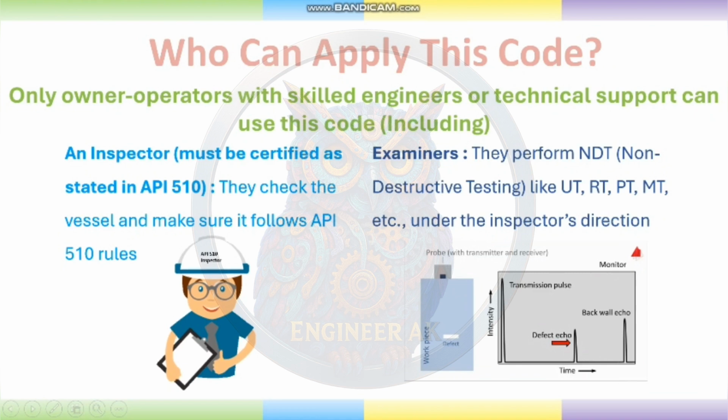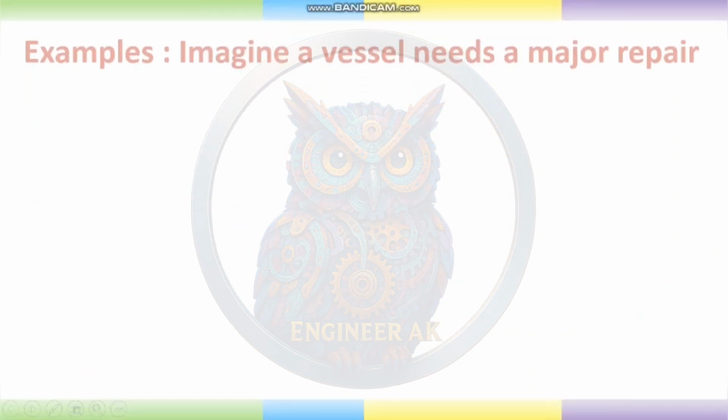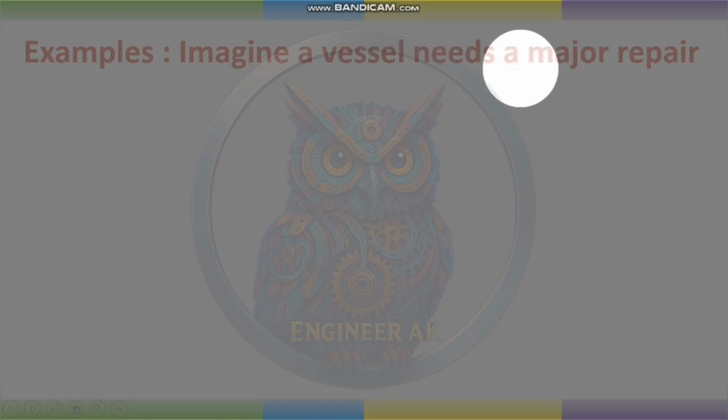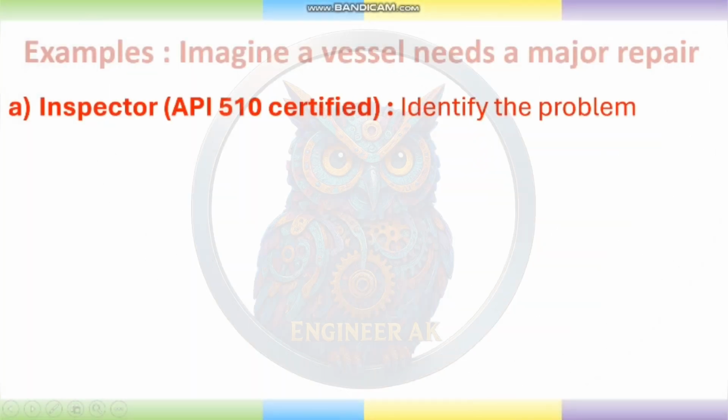Now moving further, let's understand all these personalities, or people, who can apply this code through a simple example, so you will get a better idea. So imagine a vessel needs a major repair, right? So what will the API inspector do? Based on the non-destructive testing, the API inspector will identify the problem: is it safe or not, is any repair required or not, or is there anything else happening to the vessel.